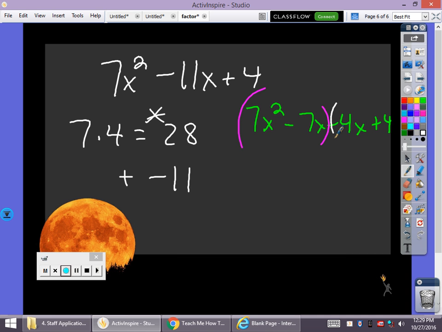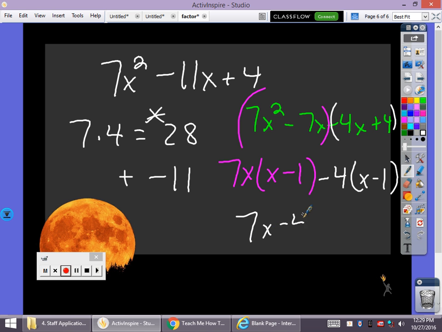Okay, what's my GCF for the first set? 7x. X minus 1. What's my GCF for the second group? Negative 4. X minus 1. So 7x minus 4. X minus 1.